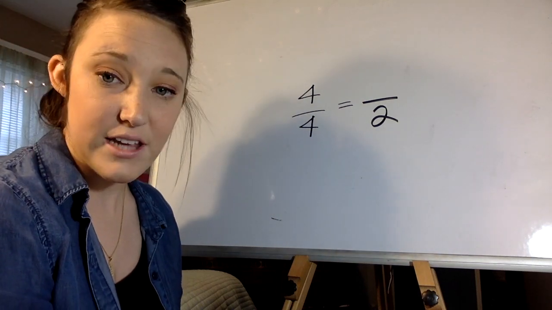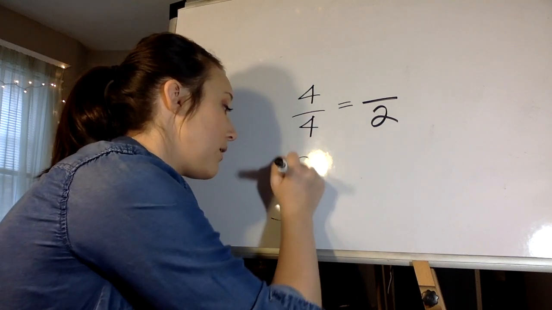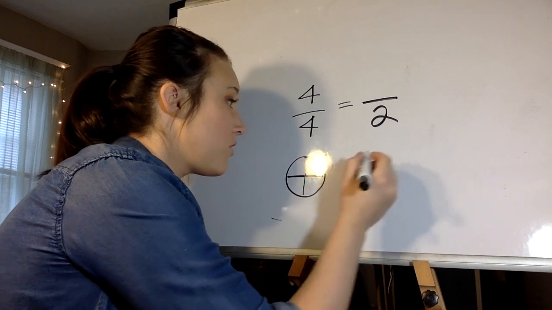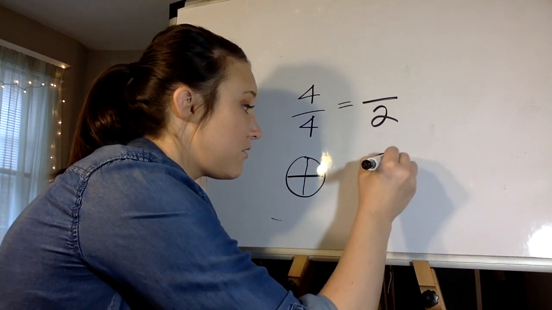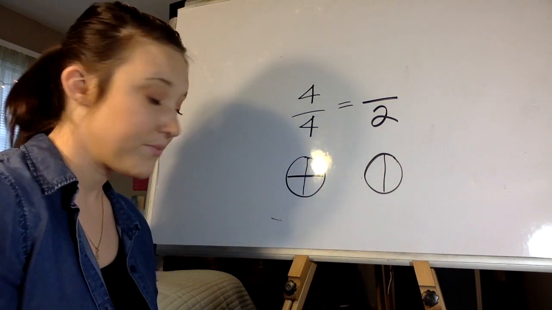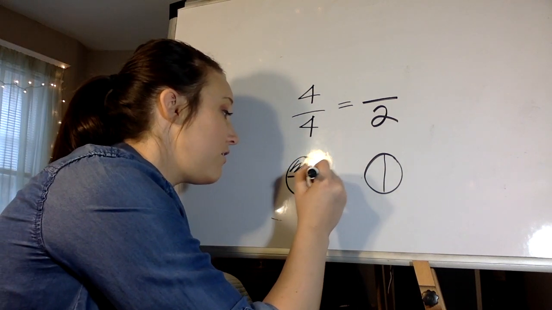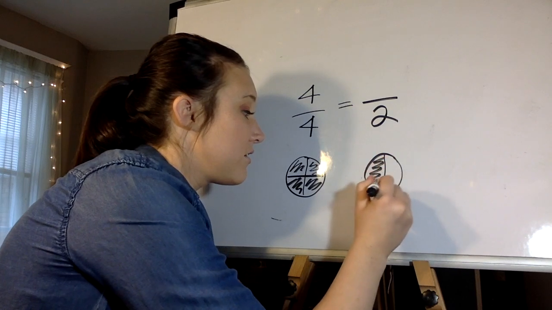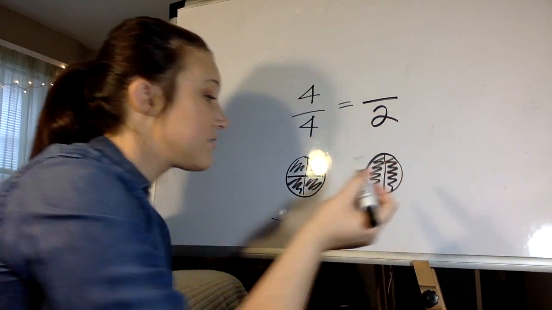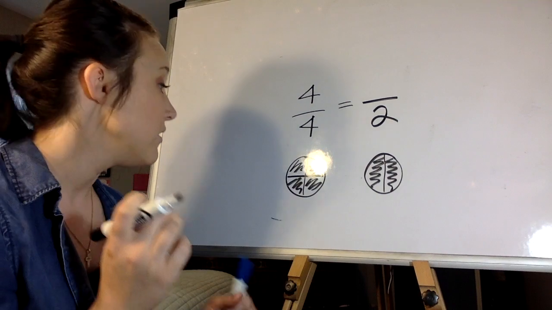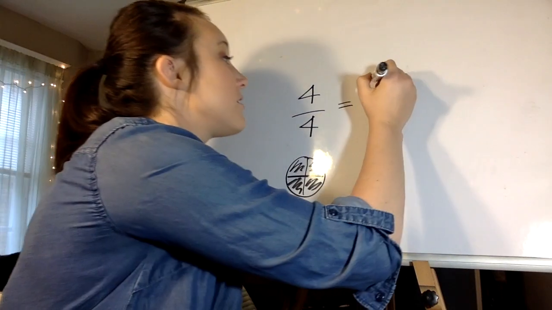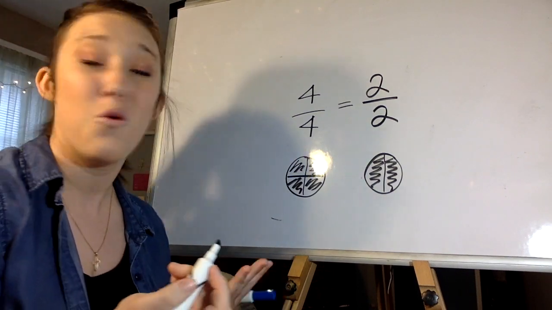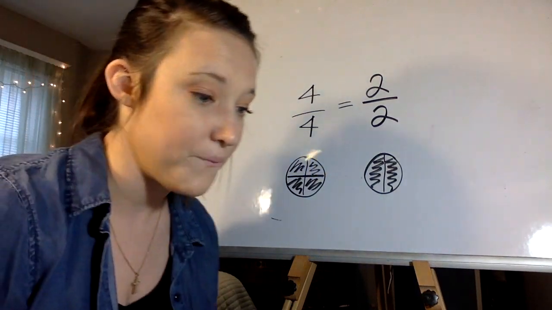Well, I can do 2 things. I can draw it, which is always an option. So if I made a circle and split it into fourths, and made a circle and split it into halves. If I shaded all 4 and I shaded both halves, they're the same, okay? So 4/4 is equivalent to 2 halves, or in this case, 1 whole is equivalent to 1 whole, okay?